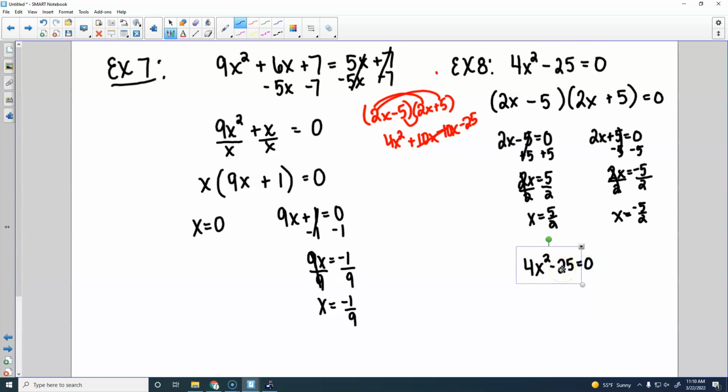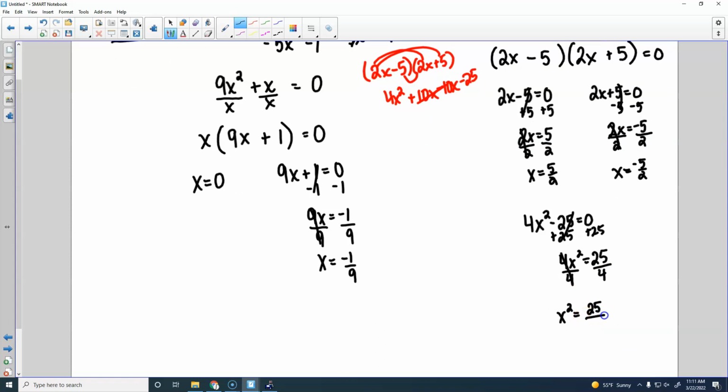Okay, this is different than these problems over here because it does not have an x squared and an x. Yesterday, before I taught you anything about factoring, what would you have done to solve that equation? To get that x squared by itself? You would have added the 25. So 4x squared would equal 25. You would divide by 4. So x squared would equal, I'm going to leave that 25 over 4. You can use your calculator. I'm going to show you why.